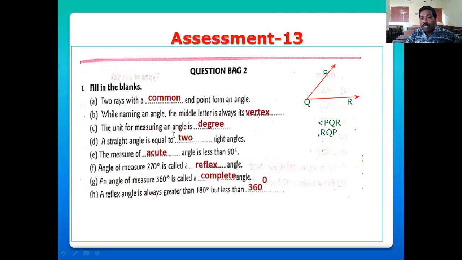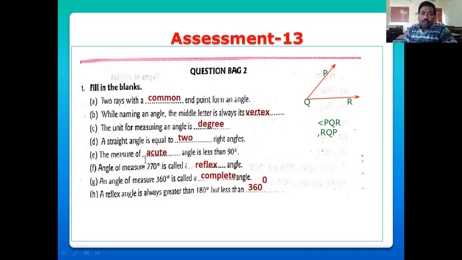The unit of measuring an angle is the degree. Yes, the unit of measuring angles is degree. A straight angle is equal to two right angles. The measurement of a straight angle is 180 degrees. And when we add two right angles, that is 90 degrees plus 90 degrees, we get 180 degrees.